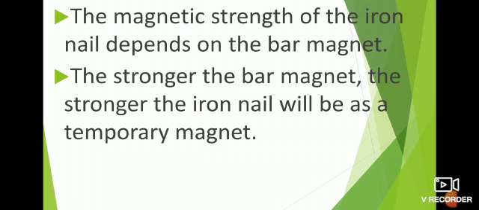The magnetic strength of the iron, which now becomes a temporary magnet, depends on the bar magnet. The stronger the bar magnet, the stronger the iron nail will be as a temporary magnet. So the strength of the nail to attract other magnetic materials depends on the strength of the magnet which transfers its magnetism to the nail.